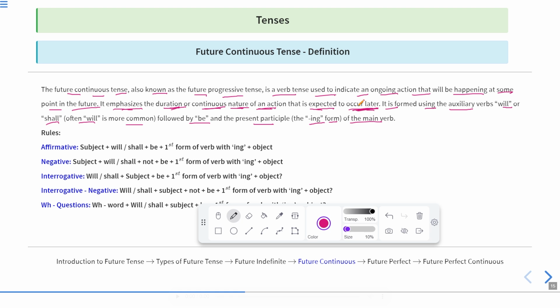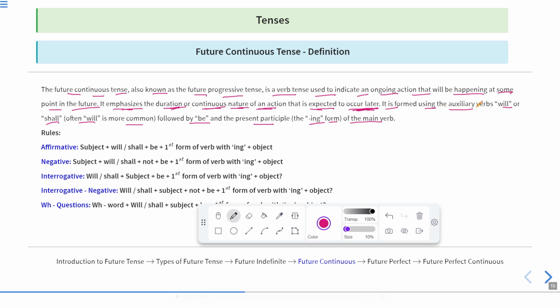Now it is just an expectation that this will be going on in the future. There is no certainty about the action, whether it will be going on in the future or not. This is just an imagination or a prediction for the future. It is formed using the auxiliary verbs.